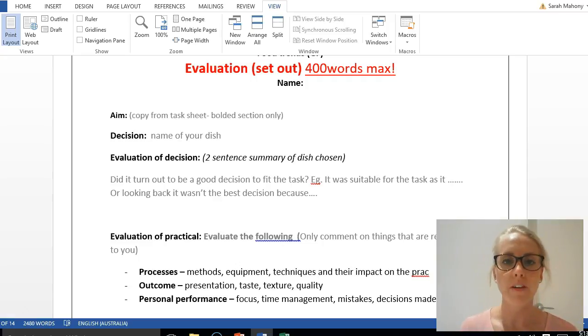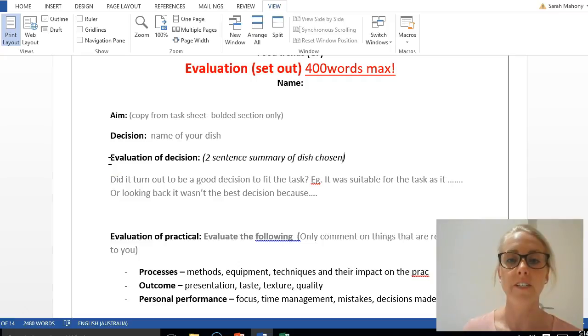Once again, we're on the all-inclusive document on page 8. Just like the action plan, it is a 400-word maximum. So once again, please use your words wisely, get as many details into each sentence as you can, and no waffle. It asks you, like the action plan, to include your aim. So copy and paste that from the task sheet, or the same thing will be there in your action plan if that's easier to find. It also asks you to rewrite your dish, so the name of the recipe chosen.